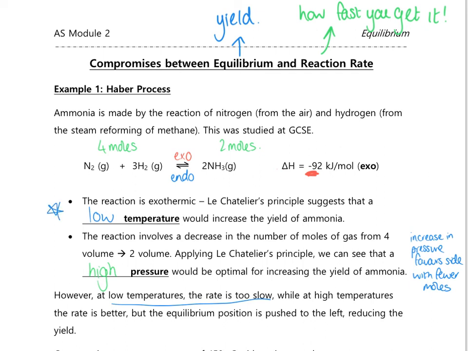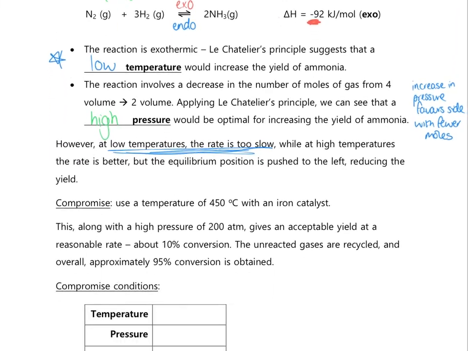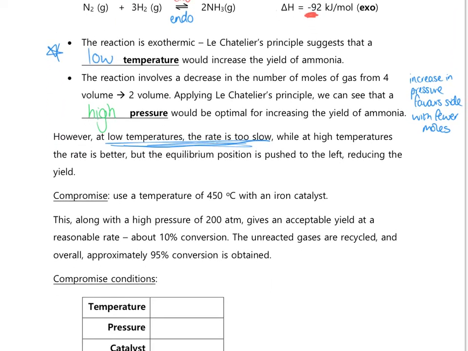So we know that our yield is going to be increased by a low temperature, but that's going to slow the rate down a lot. So this is looking at your factors from unit 2.9, your kinetics, and this topic of equilibrium. So a low temperature will favour our yield, but the reaction is going to occur very slowly at a low temperature. So what we must do is come up with a compromise. The compromise is that we use a temperature of 450 degrees. So that's high, but not too high.